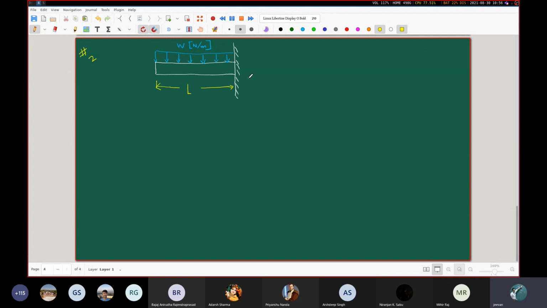So how do you go about doing it? Well, you take a cut section like this, arbitrarily. You consider the section which is to the left of it.